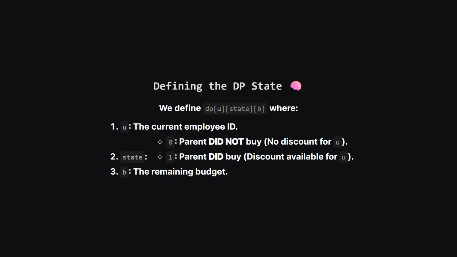To make this work, we need to track a specific state for each node. When we are at employee U, we need to know, did U's boss buy stock? If the state is 0, the boss didn't buy, so U pays full price. If the state is 1, the boss did buy, so U pays half price. This state determines the cost for U. We will compute the max profit for every possible budget from 0 up to our total limit.